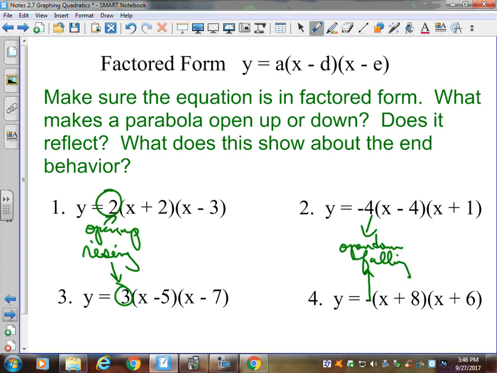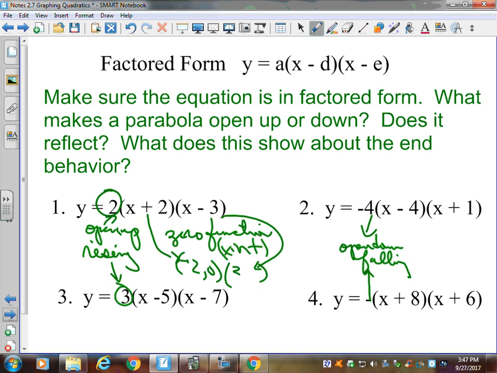Now, this format does not give me the vertex, and it doesn't give me a y-intercept. It gives me zeros of the function, and those zeros of the function are very simple to find. They're x-intercepts. So when I bring this down, I make it the opposite because it's in a grouping symbol. So it'll be -2, 0. And when I bring this one down, I make it the opposite, and it's 3, 0. And that gives me my 2 zeros of the function. So over here, this one's going to be 4, 0 and -1, 0. And you just make them the opposite.